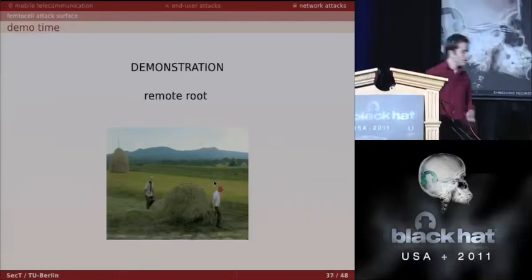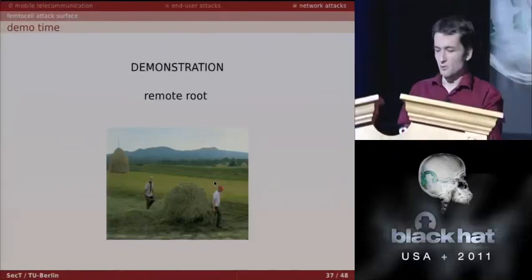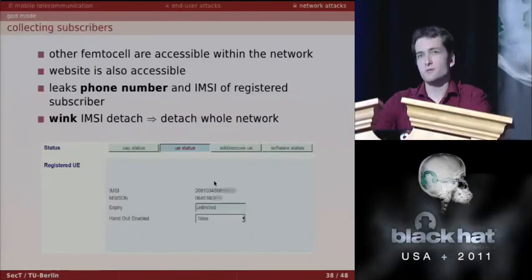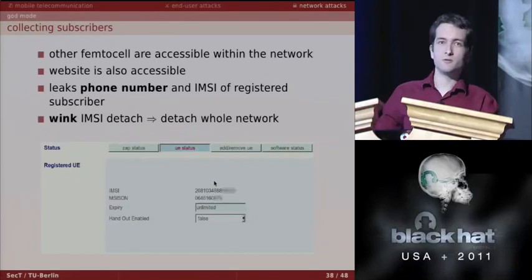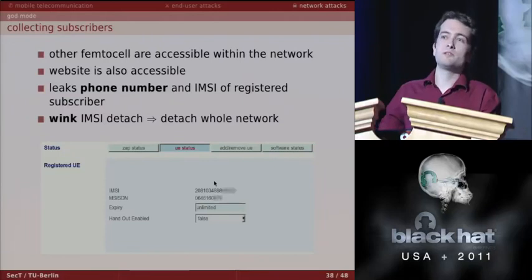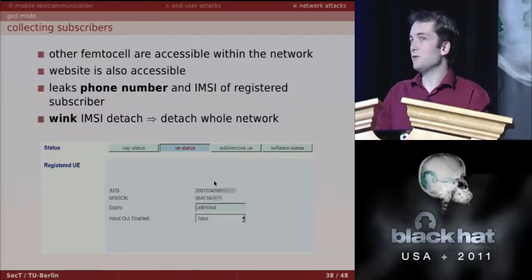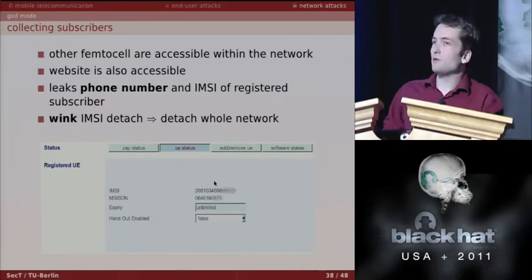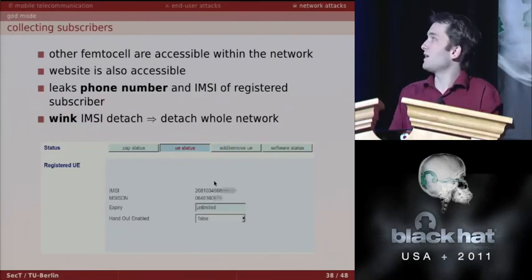I'll continue. I think it even works, so you can try injecting SMS while I present the rest of the demo. So, because communication between femtocells is allowed in the network, we can access the other femtocells, and we already found how to access the web interface. The web interface is also available over the network, so we could access the other femtocell websites and get the subscriber numbers. That's the phone number and then the IMSI. The IMSI is used, for example, to detach it or anything else.